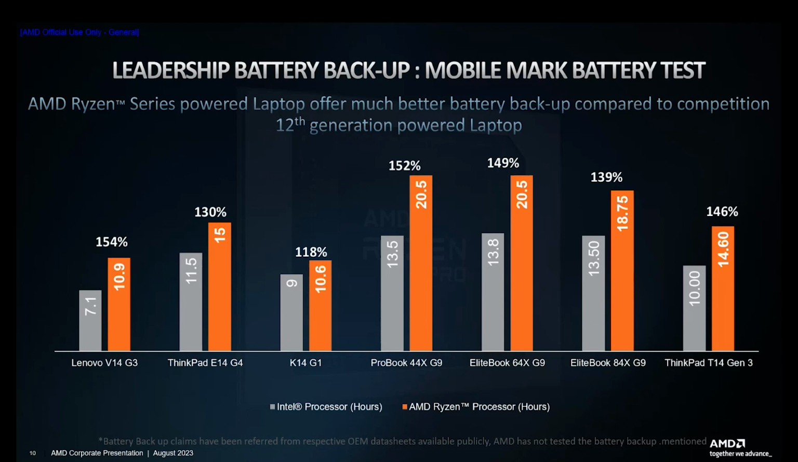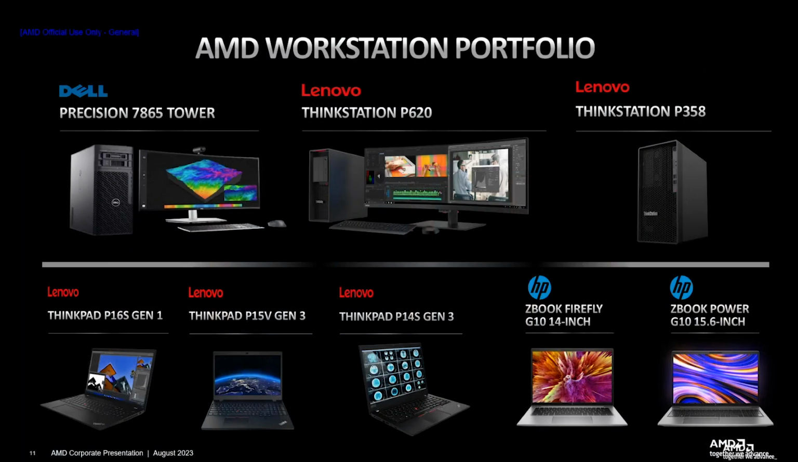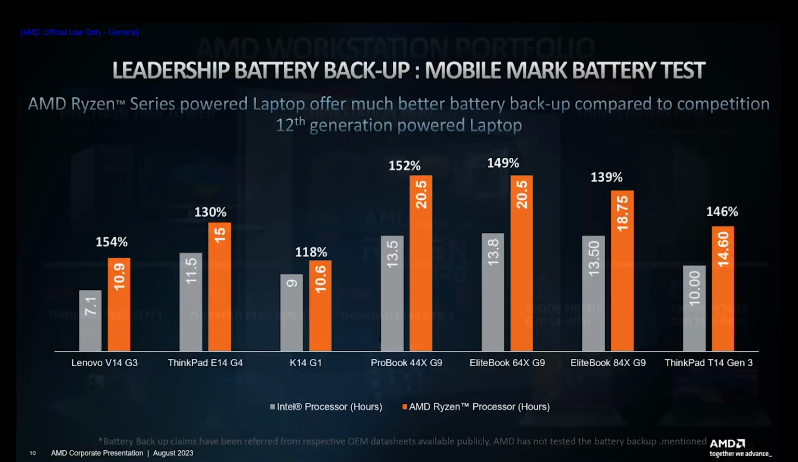Okay, so this is our battery backup comparison. If you see the Lenovo ThinkPad and ProBook series, EliteBook series, we are having almost 30 to 40% higher battery backups available in AMD processors. Each and every product line we are showing. These are all given by our OEMs like HP and Lenovo. These are the portfolios which are available. Apart from this, ZBook Power and ZBook Firefly are also available with us.